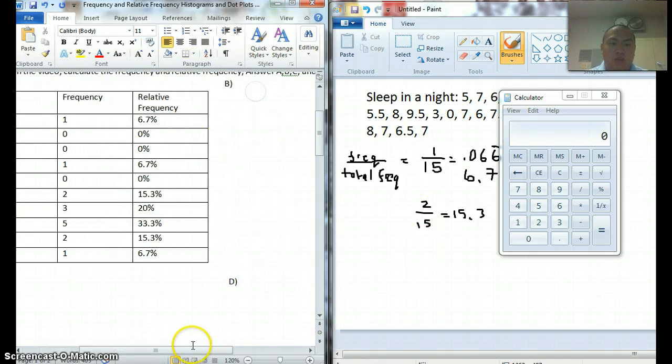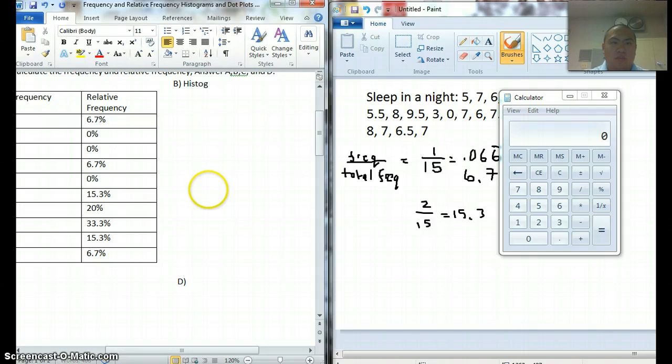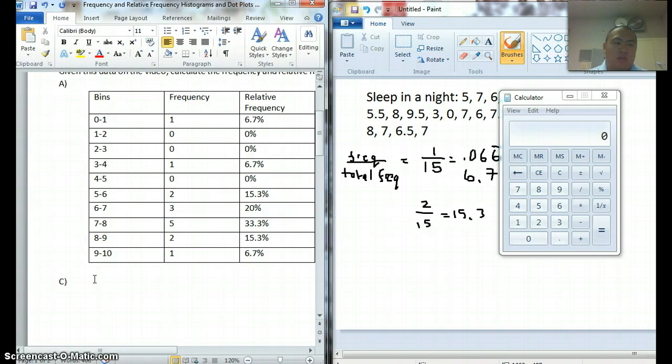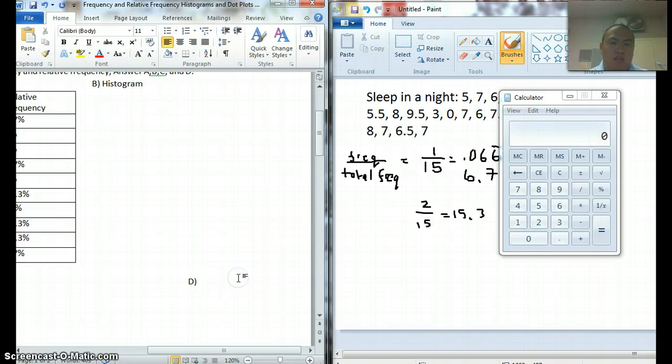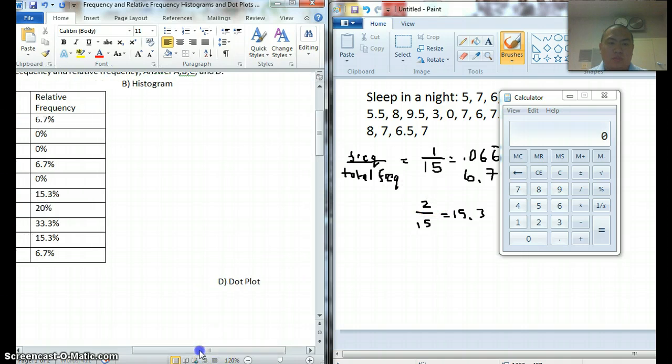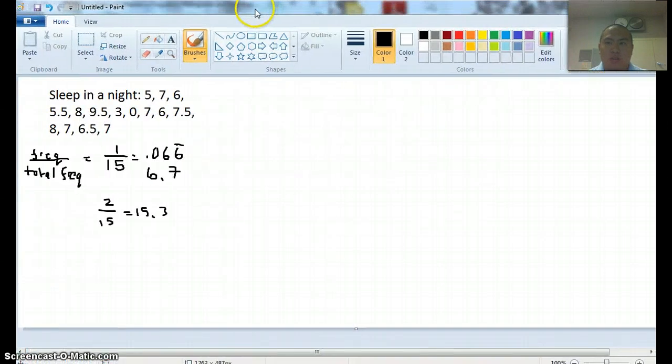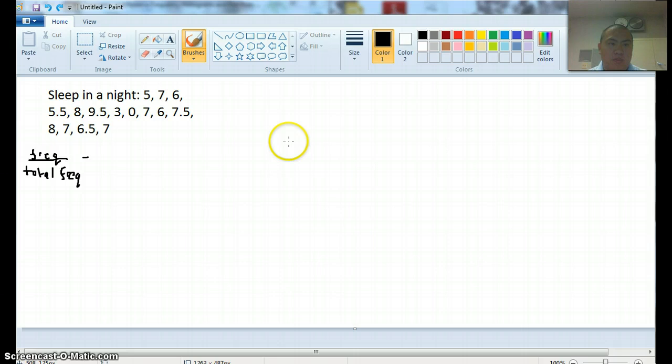For B, what I want you guys to do is a histogram, a relative frequency histogram, and lastly a dot plot. Okay, so let's do all of those. Let me pull this back over and erase some of these things. Alright, so I'll start off with the histogram. So for B, let's go with the histogram.